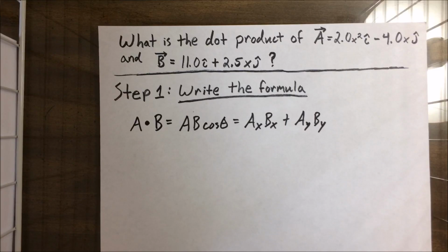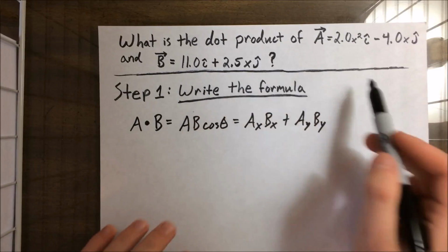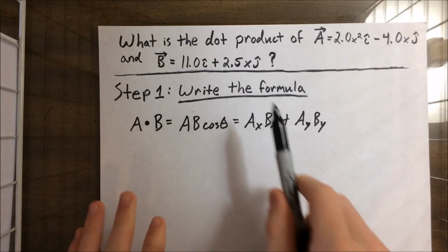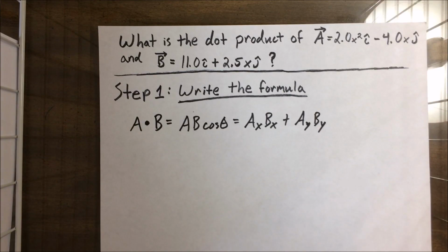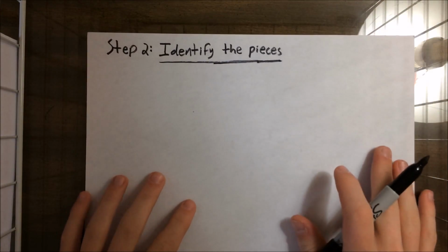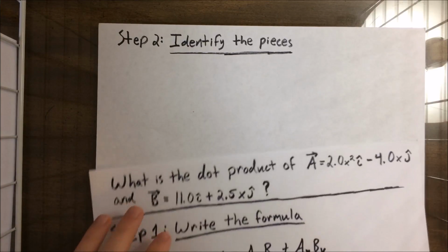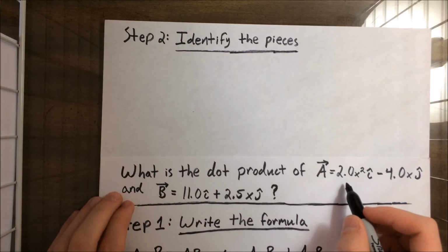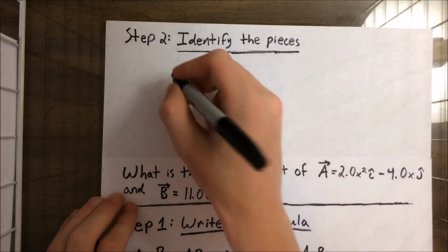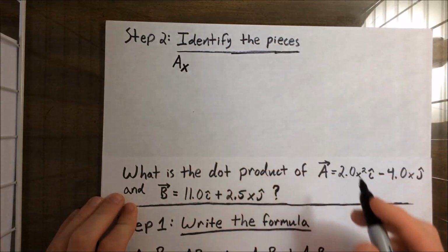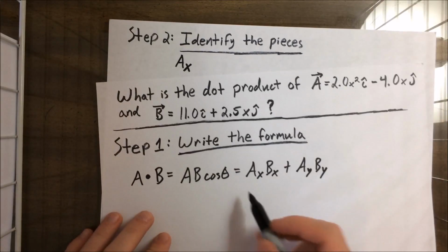Okay, so then notice we're not doing anything with work here. This is just a standard dot product. Okay, so then step 2 is to identify the pieces. In this one, we're going to look at our original problem, and we're going to see that in the x direction, because we're going to use this formula first.